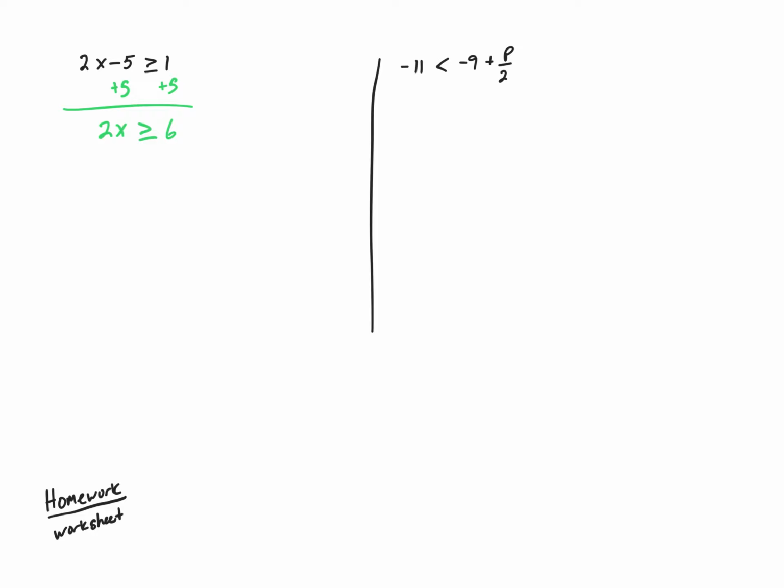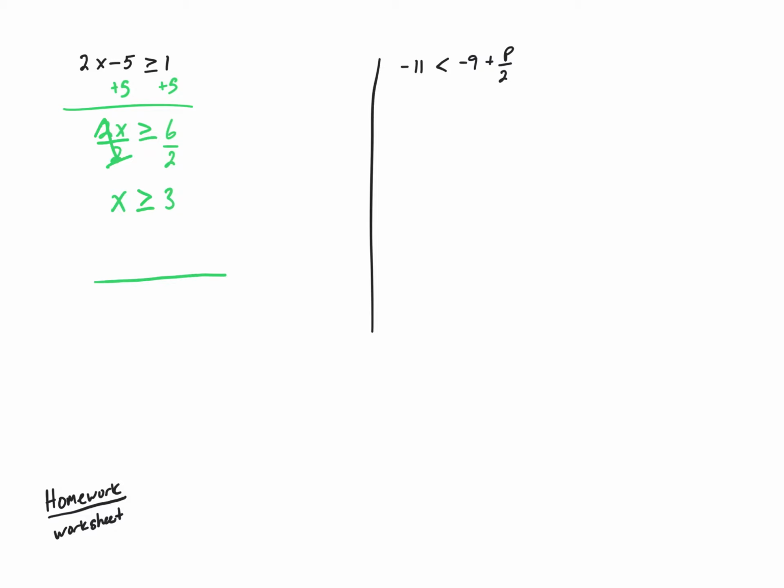And now this is 2x's, but I want to know what just 1x is. So then I'm going to do the opposite of multiplying, which is to divide. So 2 divided by 2 is just 1, and 1 times x is x. And then 6 divided by 2 is 3. I'm going to keep that same inequality sign, so x is greater than or equal to 3.